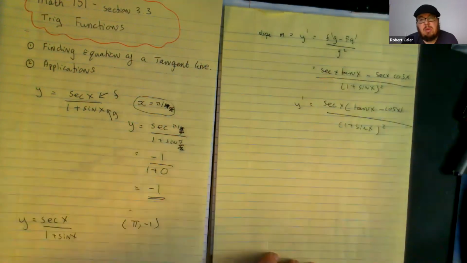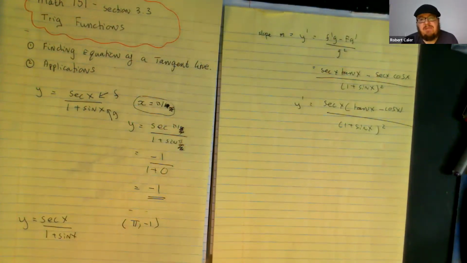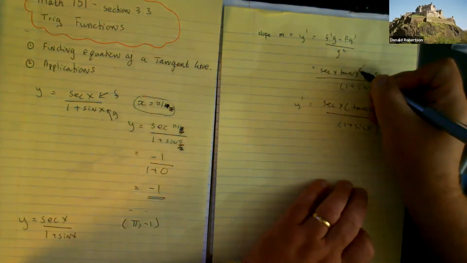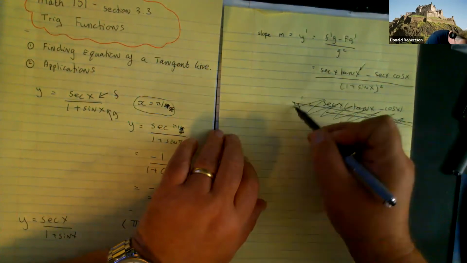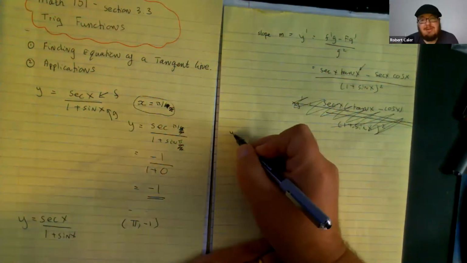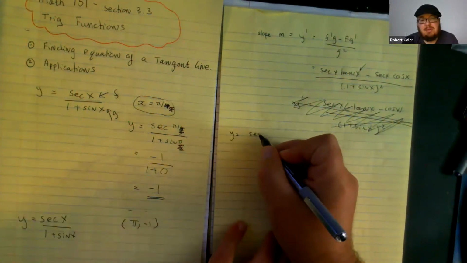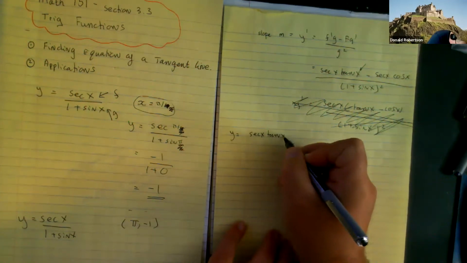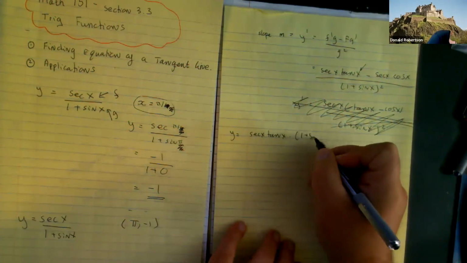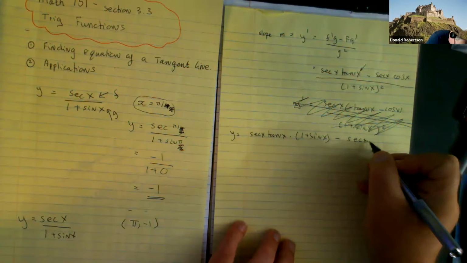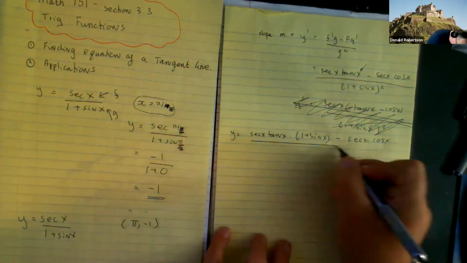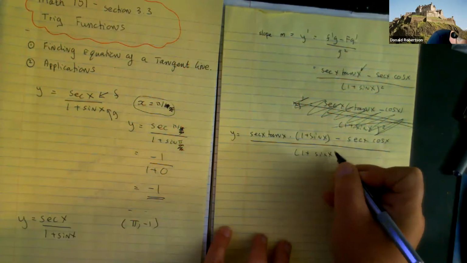Professor? Yes. I see the f dash, the secant x tan x, but where's the g in that first quantity? Oh, thank you. The g should have been squeezed in. I told you I need a holiday. I was very busy yesterday. Secant x tan x, there you go, times the 1 plus sine x, take away secant x cosine x, all over 1 plus sine x squared. It's not meant to be as hard as this.